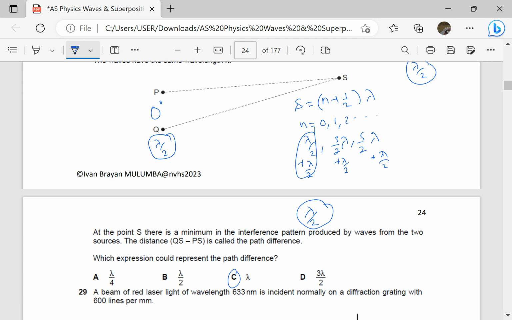If the phase difference was to be 0, giving me a total of 1 wavelength. So the answer is going to be C, not B.